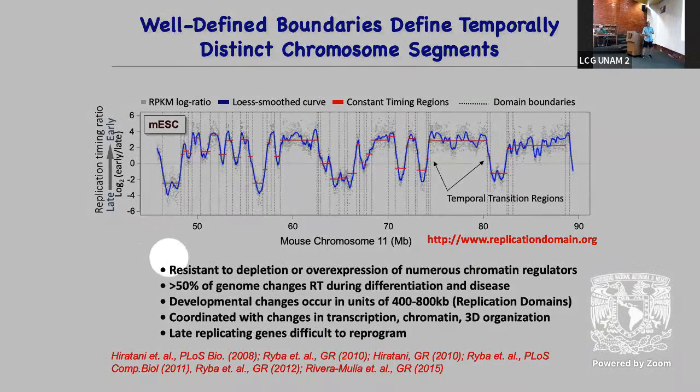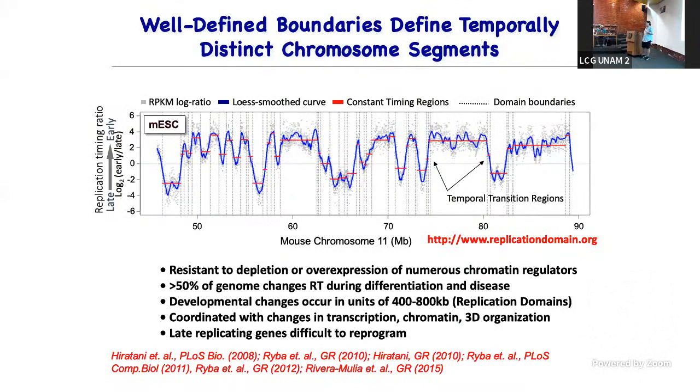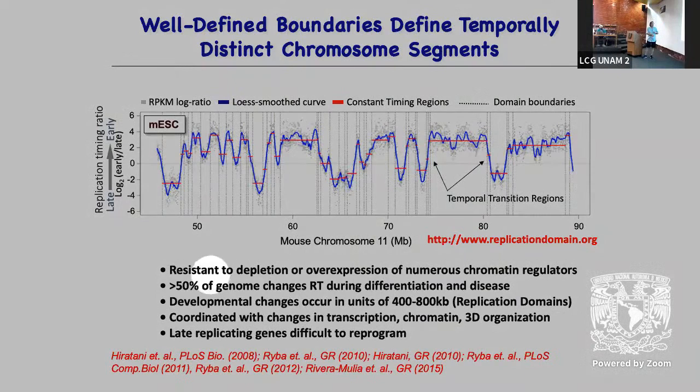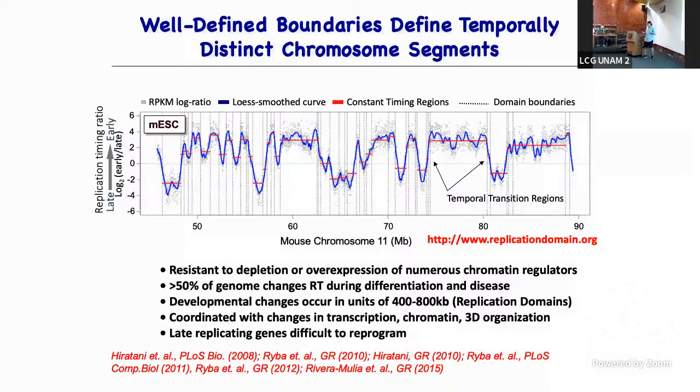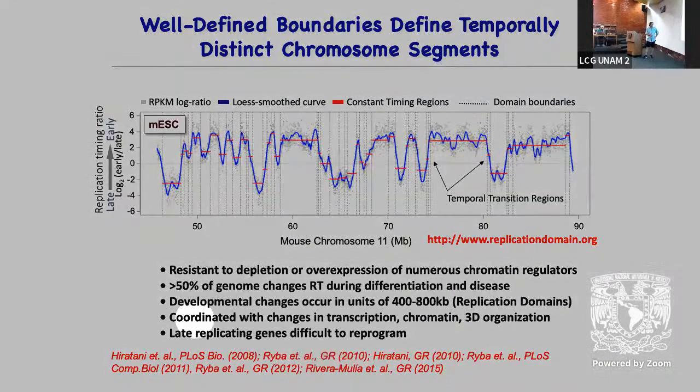However, as soon as we would differentiate embryonic stem cells, either mouse or human embryonic stem cells, we'd get a massive reorganization of the temporal order of replication. And if we look over about 30 different cell types in mouse and 30 different cell types in human, we find that about half the genome changes during differentiation and the other half doesn't. So one half is constitutive, one half is developmentally regulated. And we found early on that these changes occur in units of 400 to 800 kb.